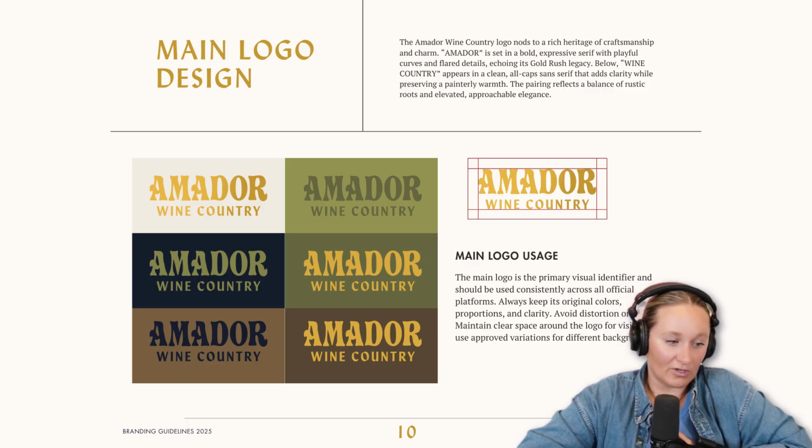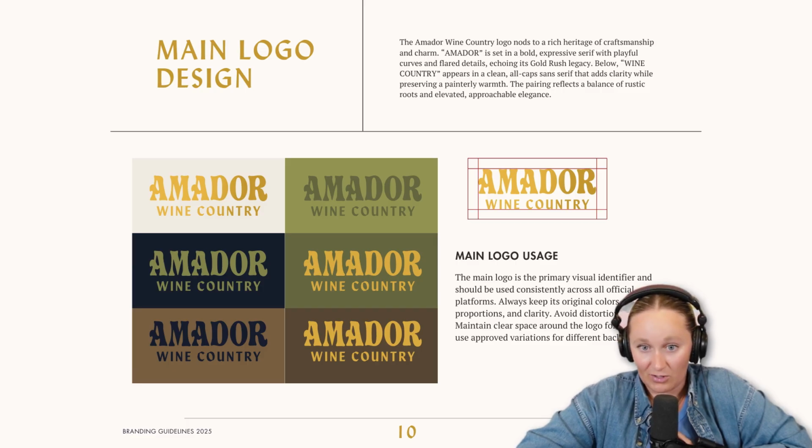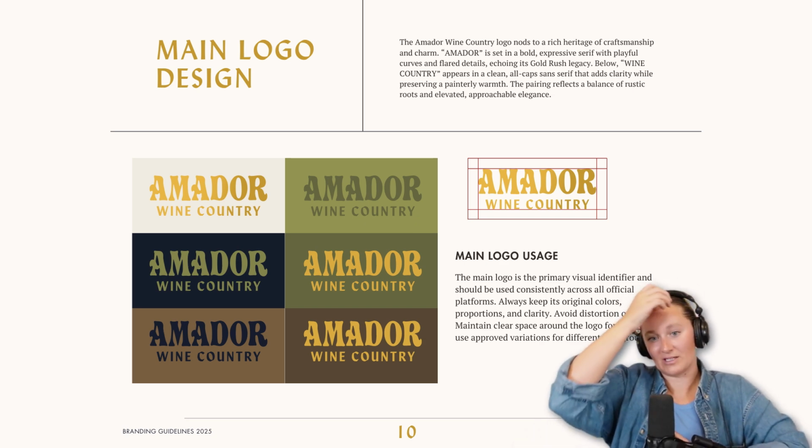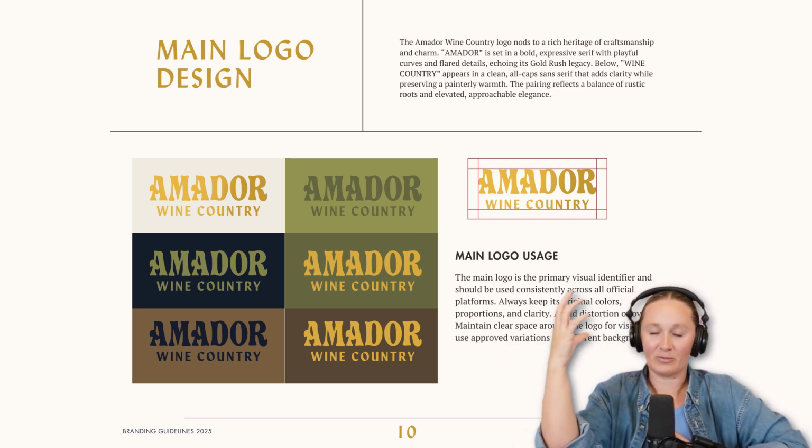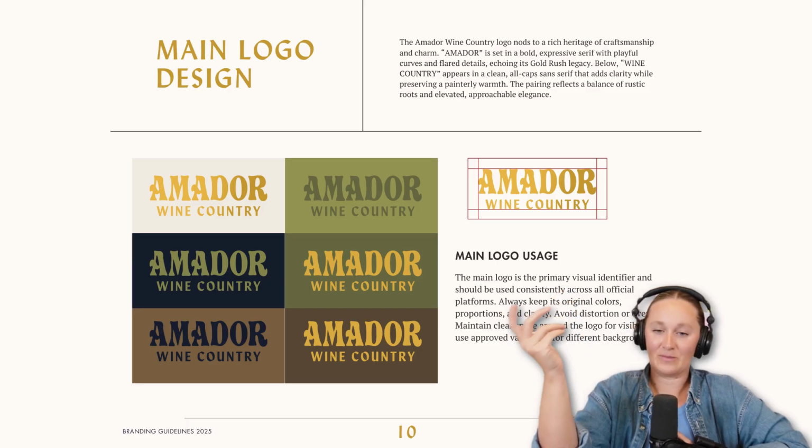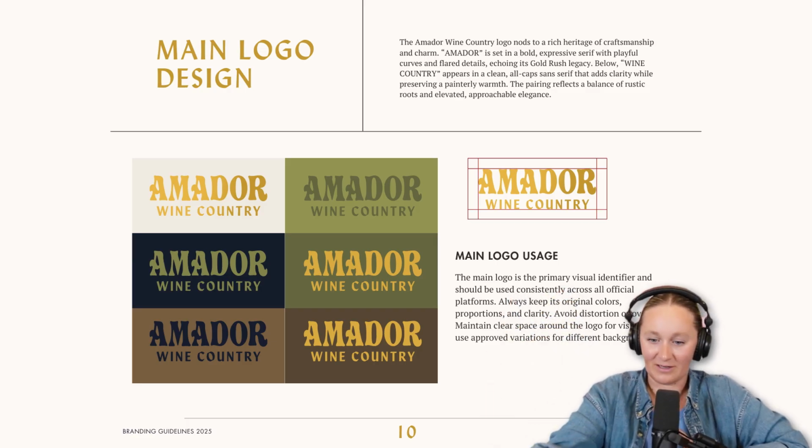So, describing the logo so that they can talk about it, but also showcasing how the logo is supposed to be used. It's the primary visual identifier and should be used consistently across all platforms. Always keep it in its original colors as seen here, right? And avoid any distortion overlays. Maintain clear space around the logo for visibility and approved variations for different backgrounds as shown. So really just showing how it's supposed to look. I think people are smart enough to figure out that they shouldn't be doing the logo in bright purple if that's not part of the brand guide.